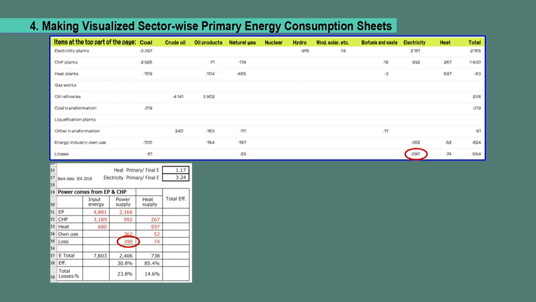The last values to enter are losses of electricity and heat during transport. Again, the IEA table shows losses. 390 for electricity. 74 for heat. Enter these values.